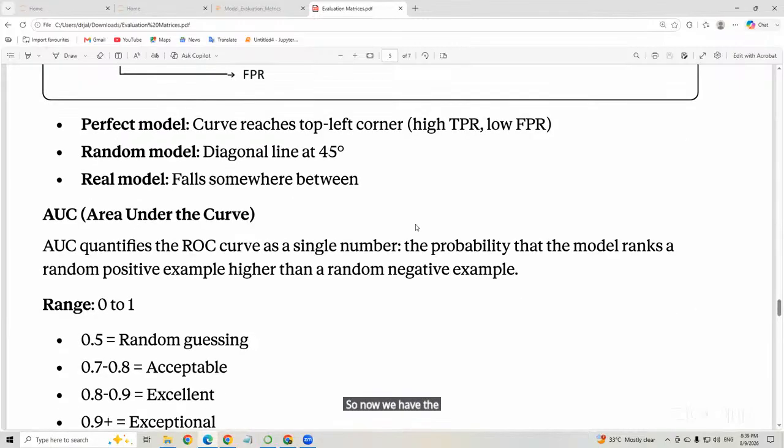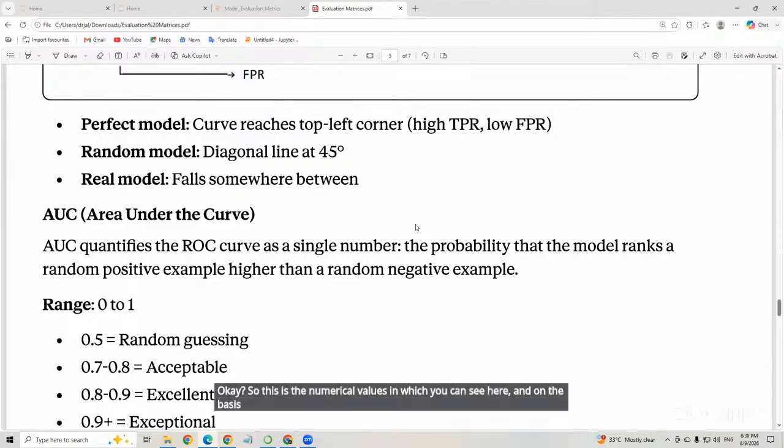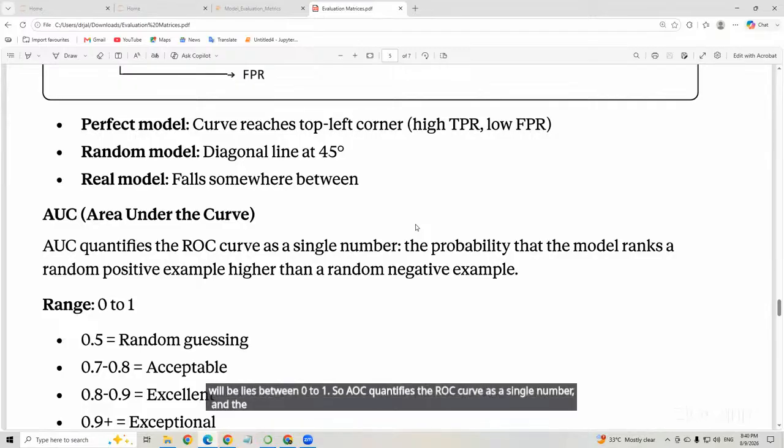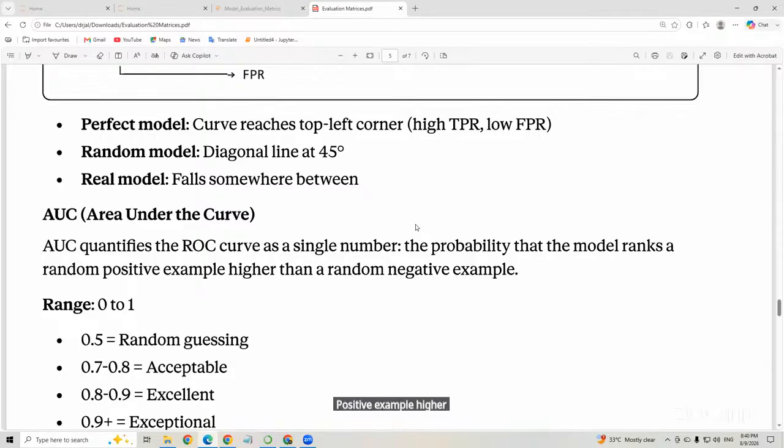Okay. So now we have the area under the AUC curve. Okay. So these are the numerical values which you can see here, and the range will be from 0 to 1. So the AUC, area under the curve, specifically will lie between 0 and 1. So AUC quantifies the ROC curve as a single number, and it is the probability that the model ranks a random positive example higher than a random negative example.